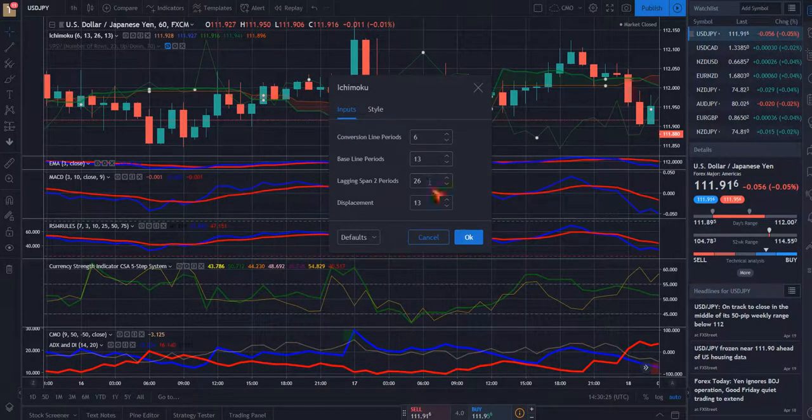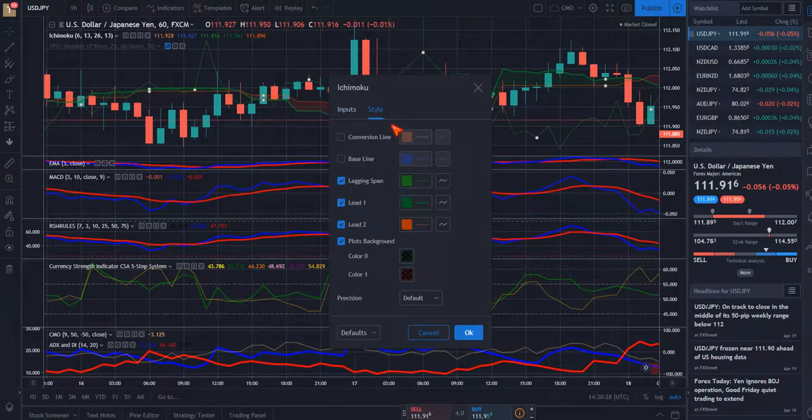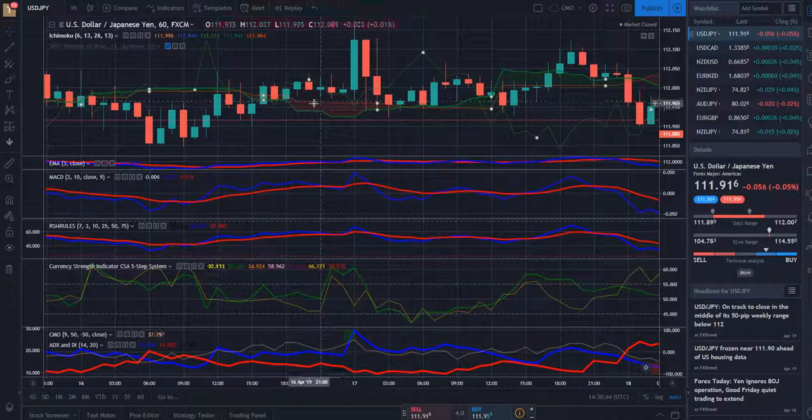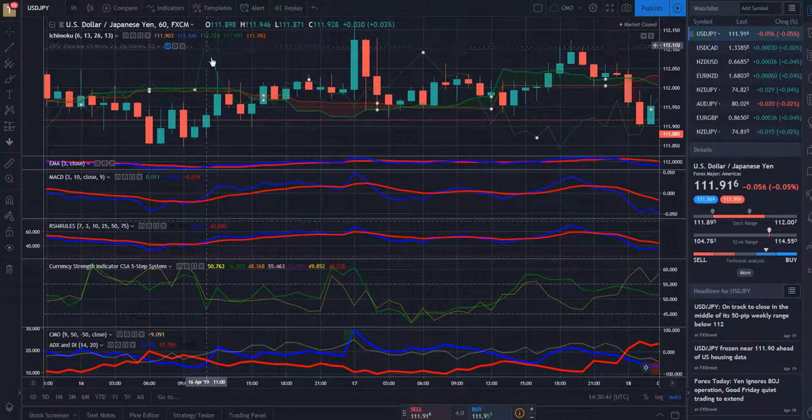So 6, 13, 26, 13. You can read all about it. I actually get rid of the conversion line and the baseline, and I change my colors. But I don't use the T-kick cross anymore because I find it's really slow. The move's already happening by the time you get the cross. So the only thing I use from that strategy is the cloud, basically, and you can use the green line. It'll kind of predict where the next high is, but I don't really like trading that way.